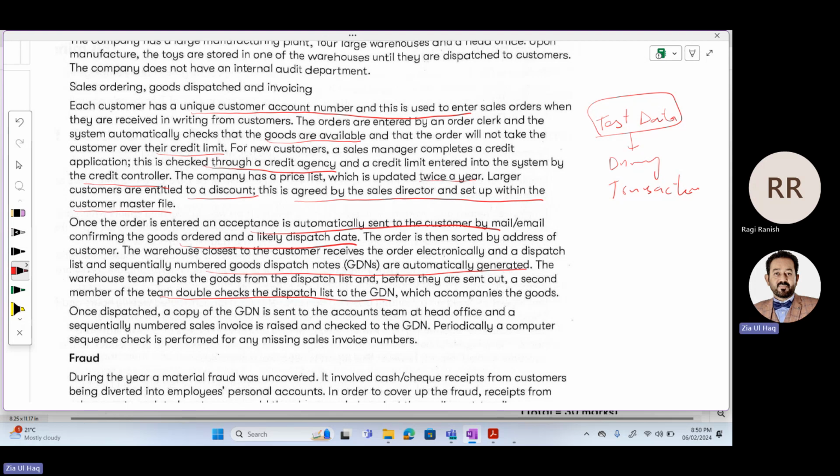Why are they checking? The number of units we are sending, suppose 70. On the note, there are 70 units. It shouldn't be more than 70. It shouldn't be less than 70.